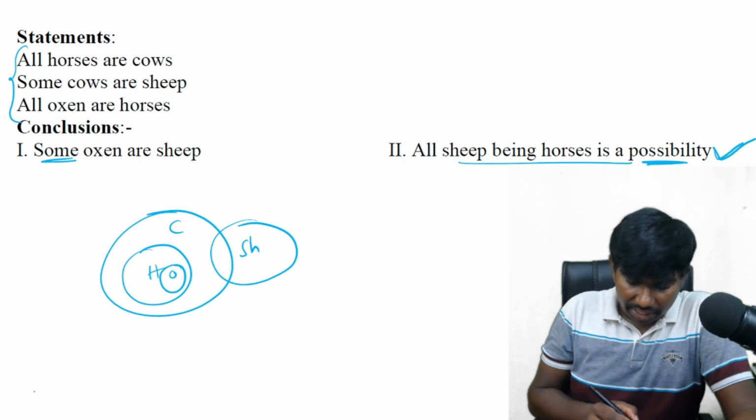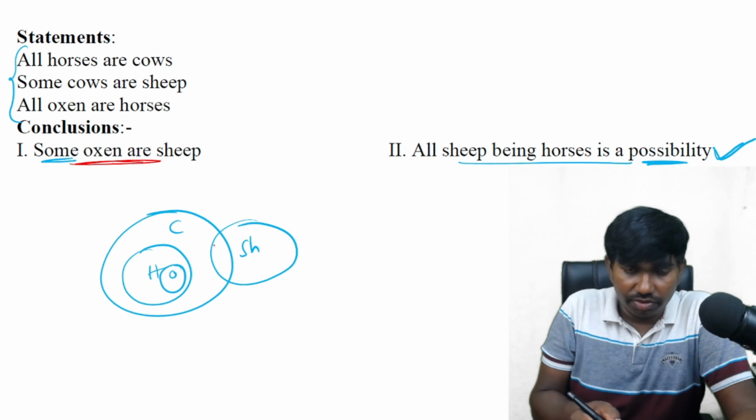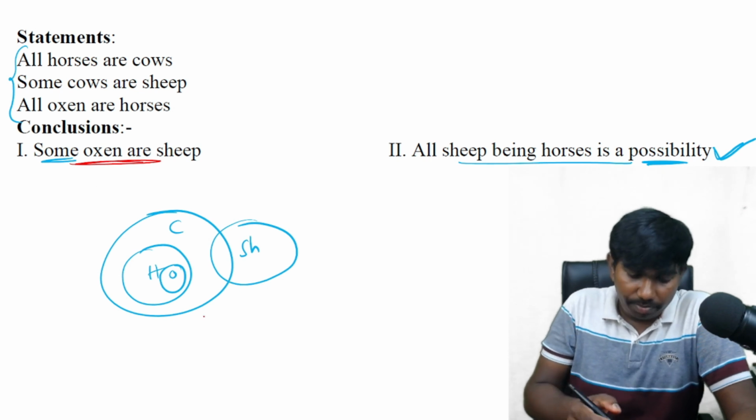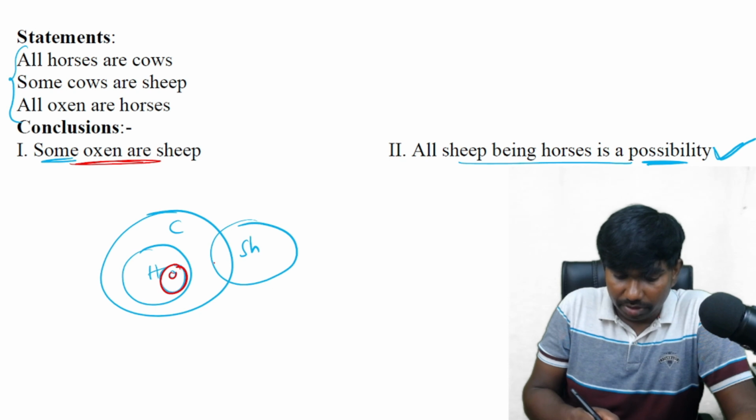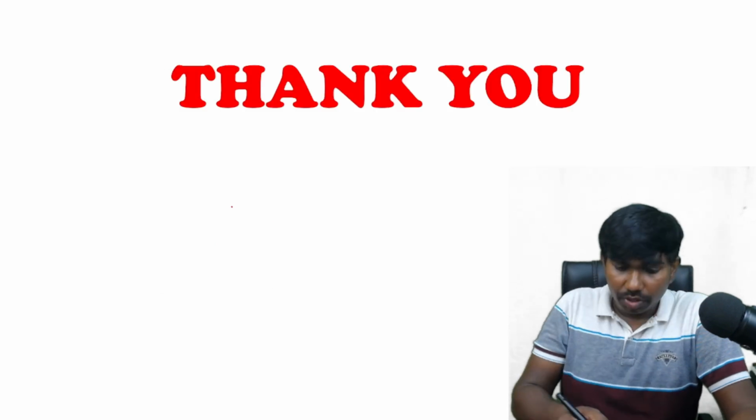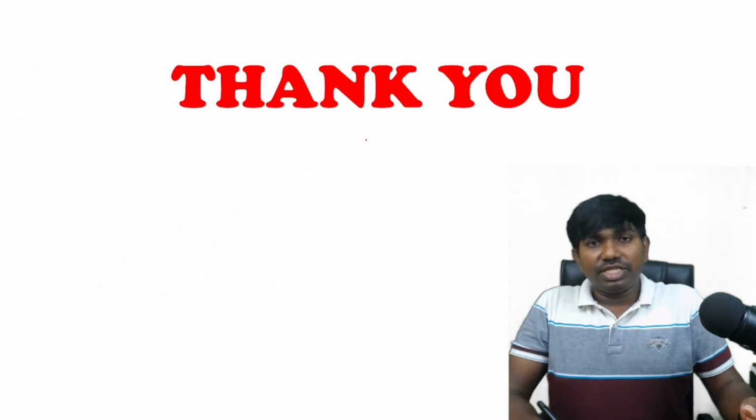Okay. Second, that means the first conclusion, for that purpose we have drawn the diagram. Some oxen are sheep. No, there is no intersection. Fail.